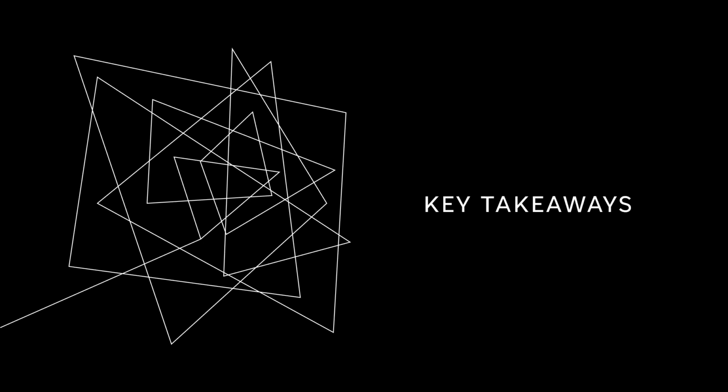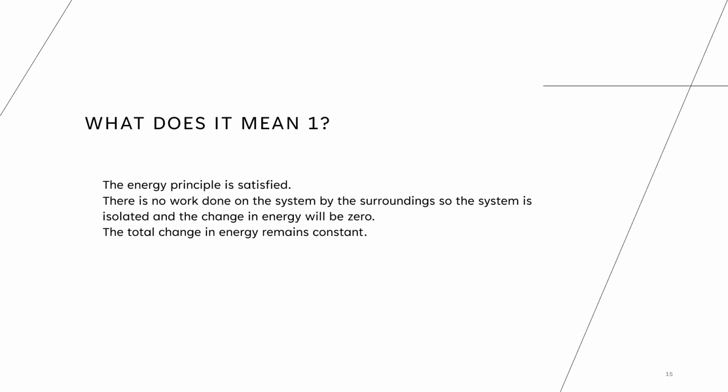Key takeaways. What does it mean? So the first what does it mean question was, is the energy principle satisfied? And the energy principle is satisfied because there is no work done on the system by the surroundings, so the system is isolated and the change in energy will be zero. The total change in energy will remain constant throughout the experiment.